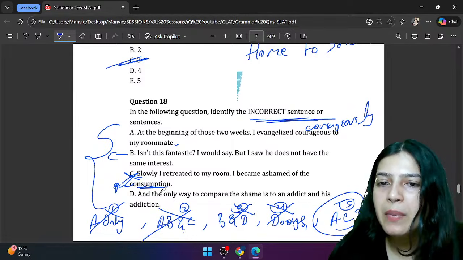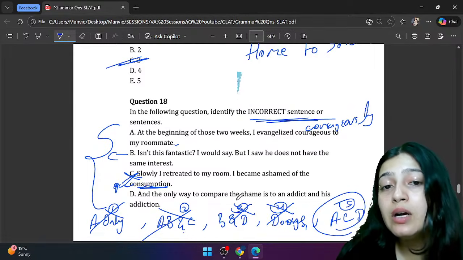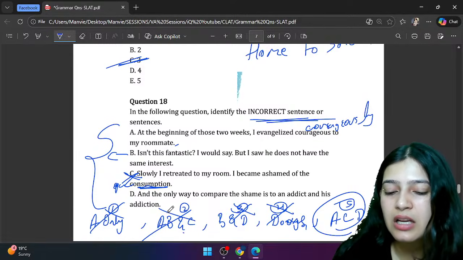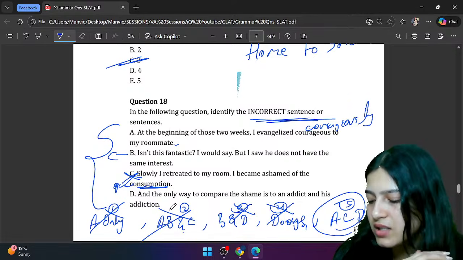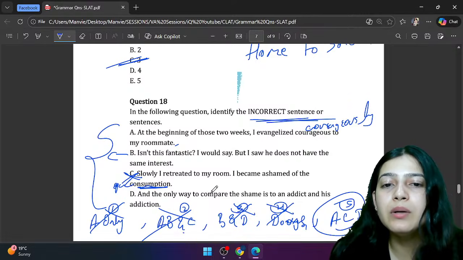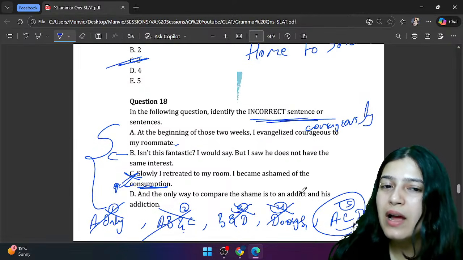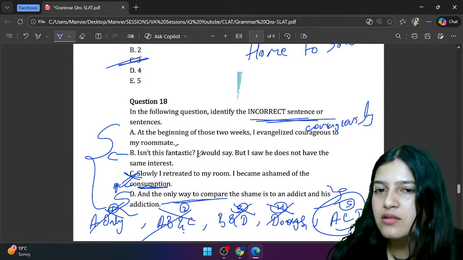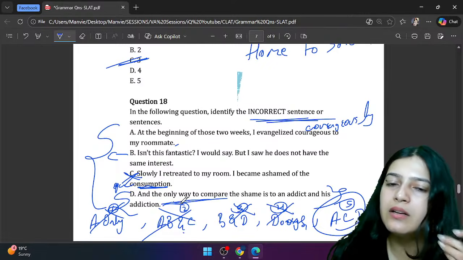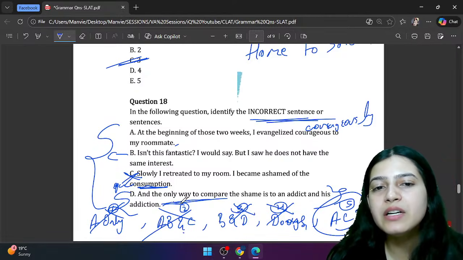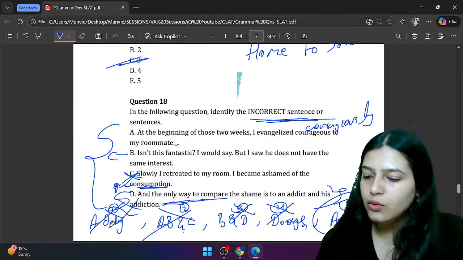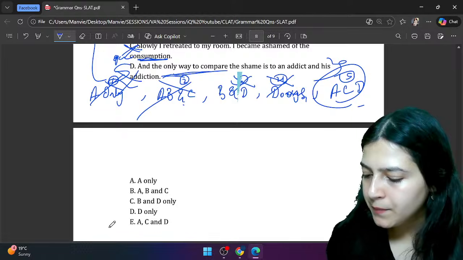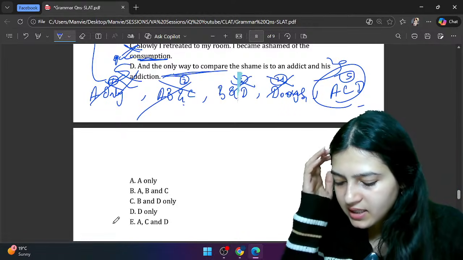But we'll see D also: "The only way to compare the shame is to an addict and his addiction." Here there is a wrong comparison structure, right? It is like a wrong comparison. How could you compare? There is nothing mentioned here also, but it is a wrong comparison structure. So D can be ruled out too. So these were the options. Now, any questions, any doubts do you guys have?